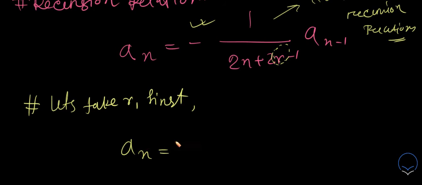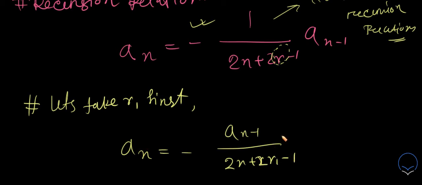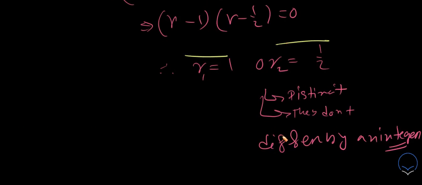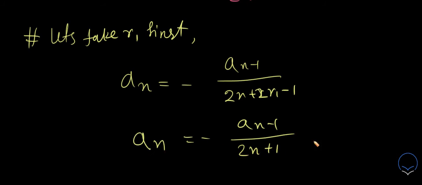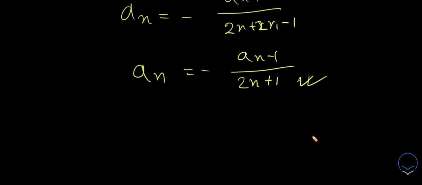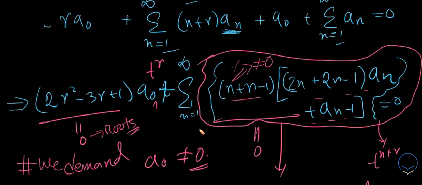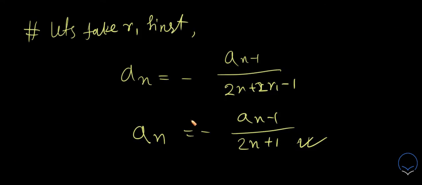So this will be a_n equals minus a_{n-1} over 2n plus 2 r1 minus 1, right? But r1 was what? Only 1. So this will be now a_{n-1} over 2n plus 2 minus 1, that means plus 1. Now you know how to do this thing. If you try to evaluate some following terms, but remember this is starting from n equals 1, not n equals 0, because our summation got shifted to n equals 1. So you have to start from n equals 1 right now.